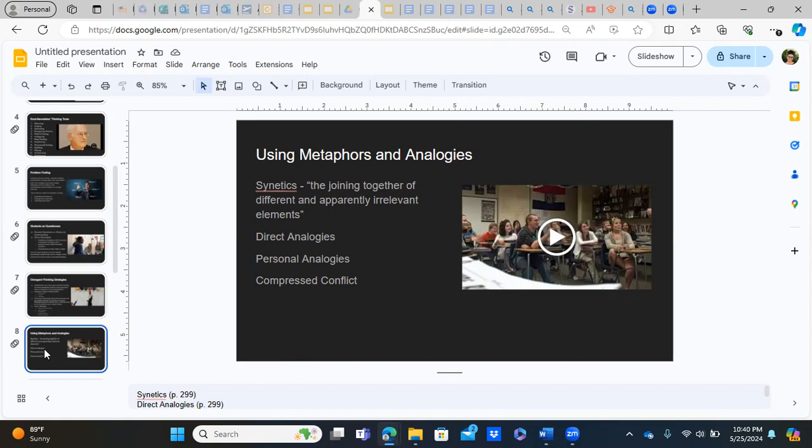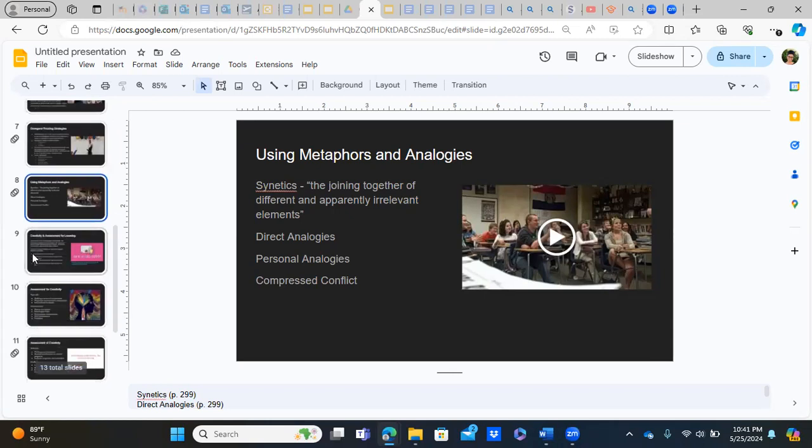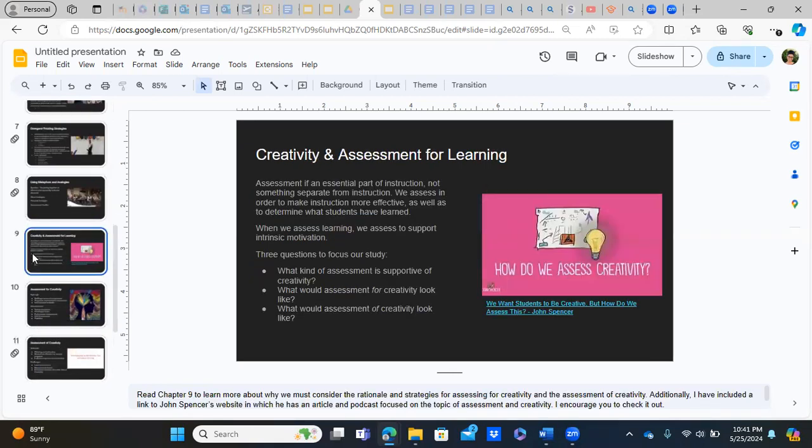So those just give you a few ideas. Definitely read more about those in your textbook. So now we're going to be moving on to creativity and assessment for learning.